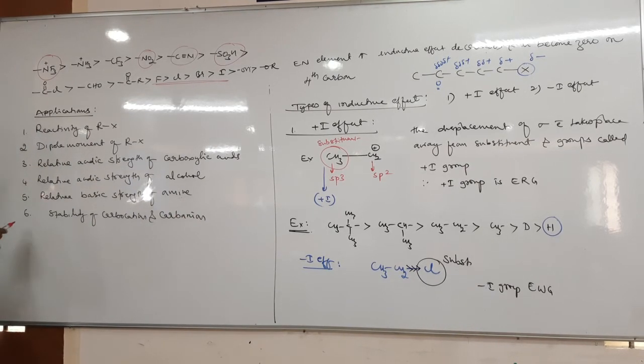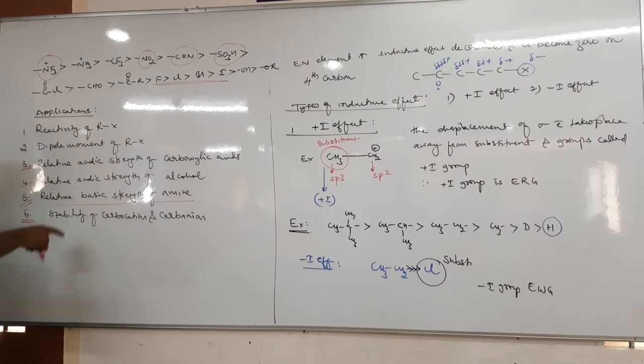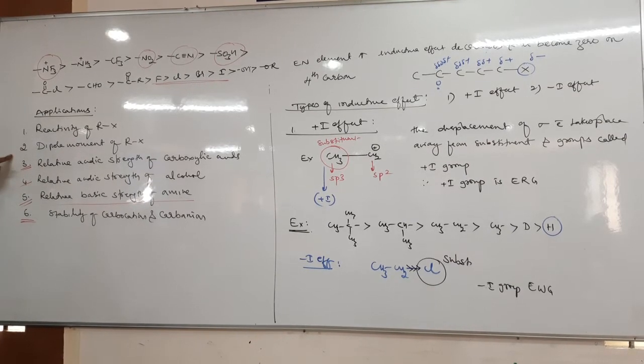We have studied the stability of carbocation and carbanion due to inductive effect. We studied many examples, so there is no need to discuss them; I will give one or two examples. We have studied acidic strength of acids, and amines, which are bases, in the amine topic. Whatever we studied there, we just revise here. That means 3, 4, 5, 6, these four are covered, only 2 remains.